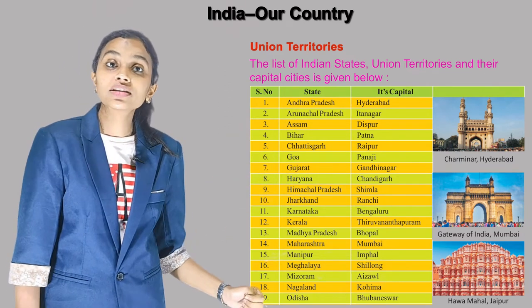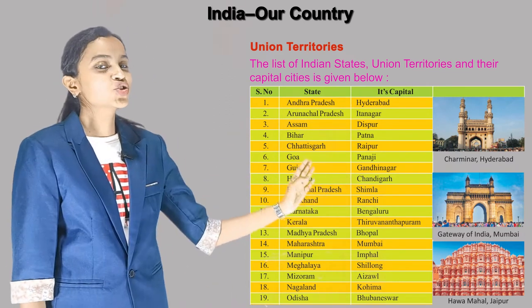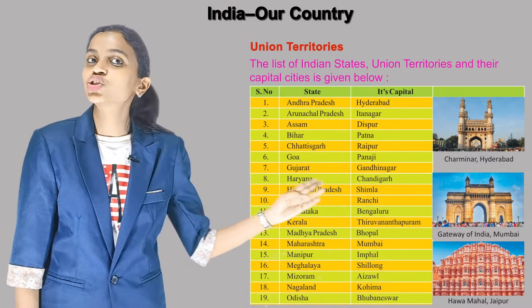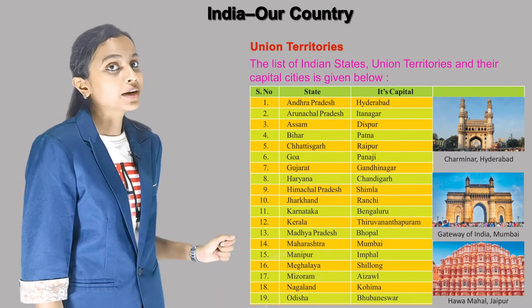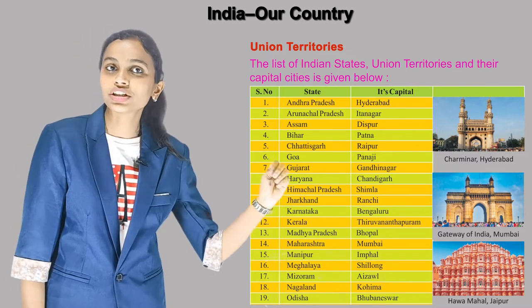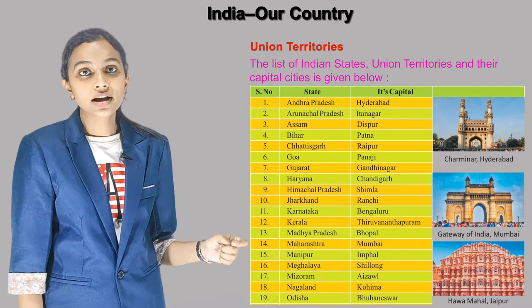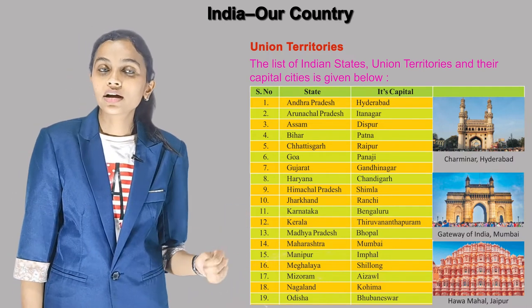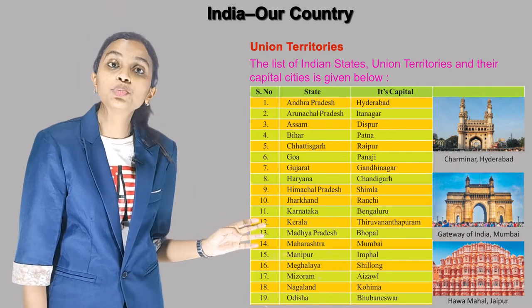The eighth is Haryana and its capital is Chandigarh. Ninth, Himachal Pradesh, its capital Shimla. 10th, Jharkhand, its capital Ranchi. 11th, Karnataka, its capital Bangalore. 12th, Kerala, its capital Thiruvananthapuram.